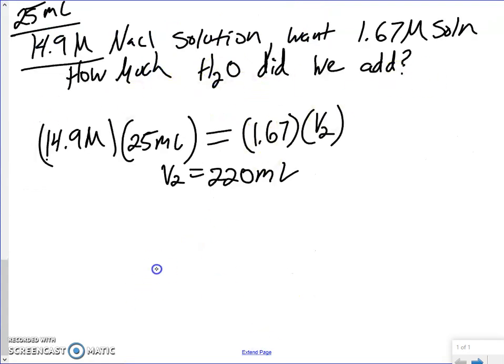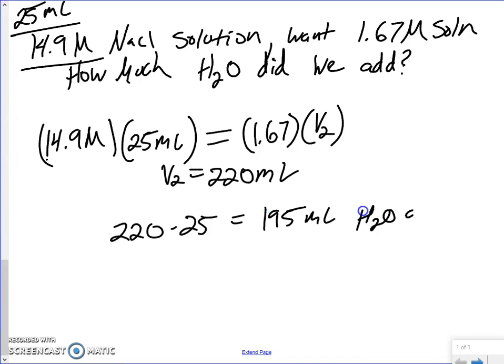Now, how much water did I add? Well, this is my final volume. This is how much I originally had. So 220 minus 25 is going to give us 195 milliliters of H2O added.